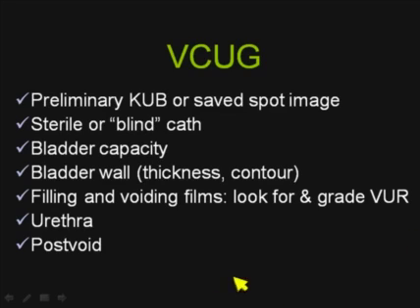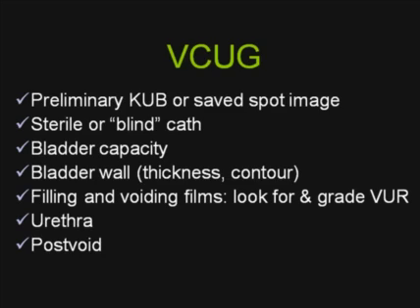Just a few words about the VCUG, voiding cystourethrogram. A preliminary KUB, or a saved spot film, is obtained just to get an idea about the bowel gas pattern, anything to suggest a mass, anything to suggest calcifications or bony abnormalities that might indicate a neurogenic problem. The bladder is catheterized using a sterile technique, or if the patient has a very tight phimosis, a blind catheterization will be done after cleansing the external genitalia.